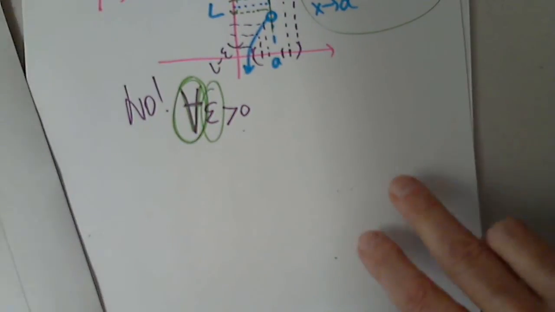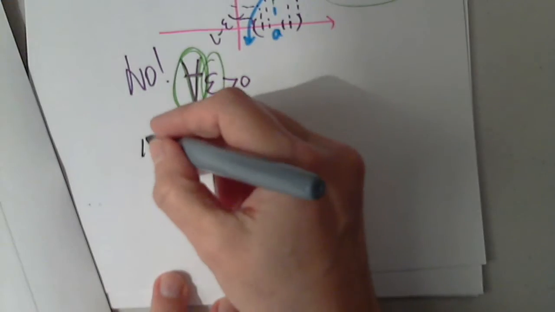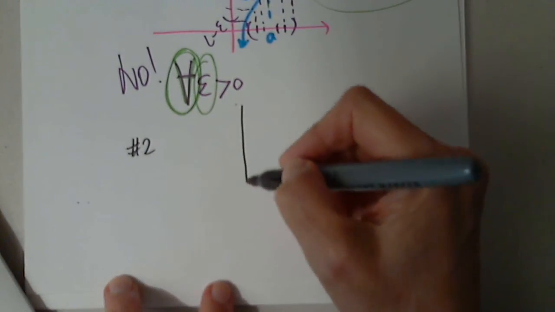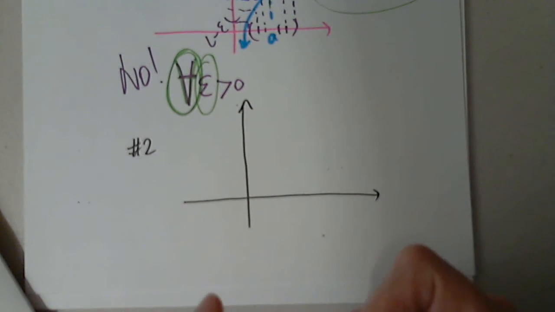Okay, so I would like to look at this problem number 2 from exercises 2.4, and I'm going to copy the graph for you here. So they're giving us this graph.